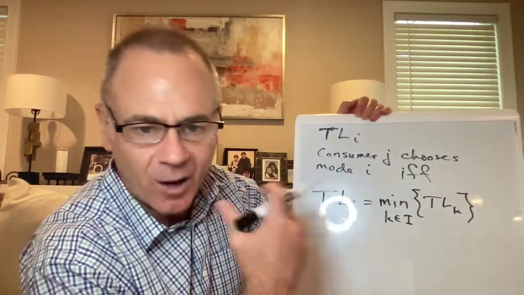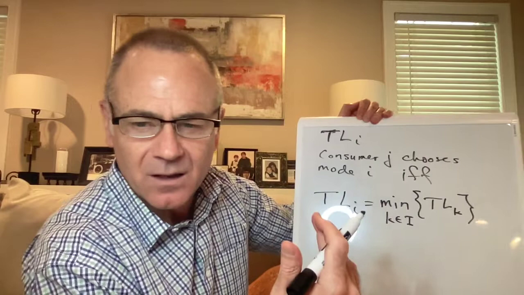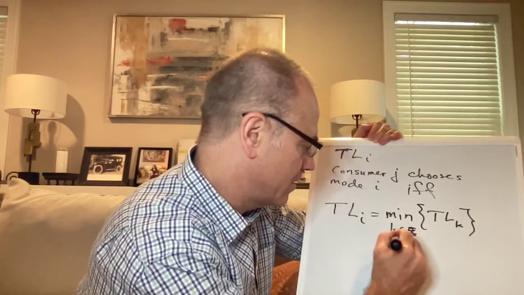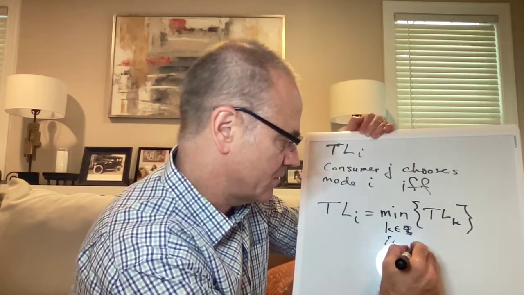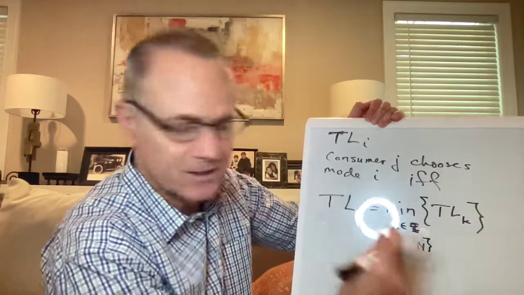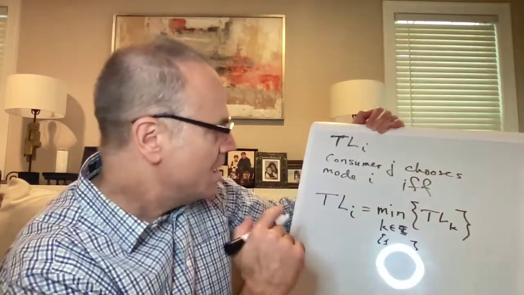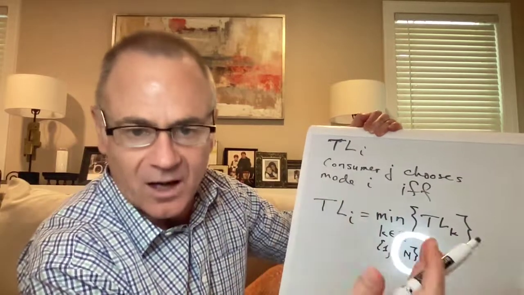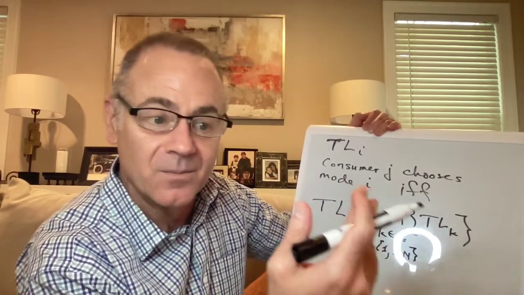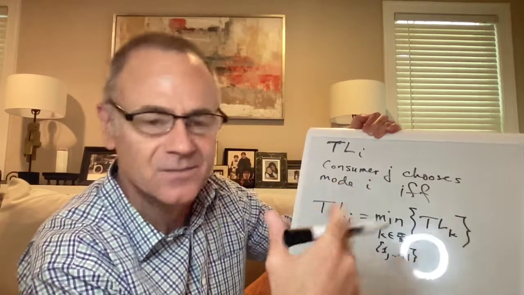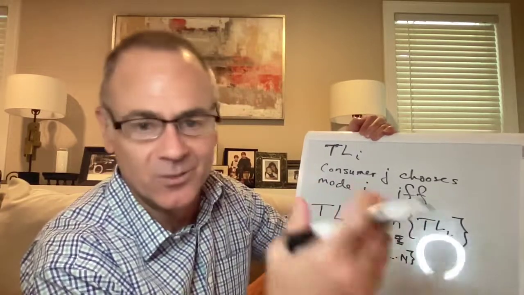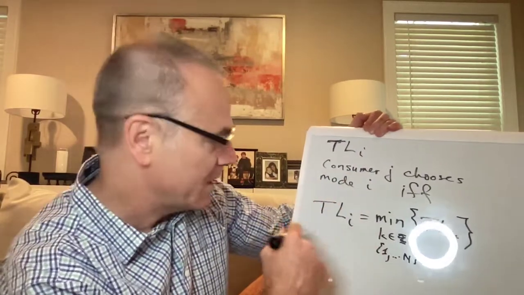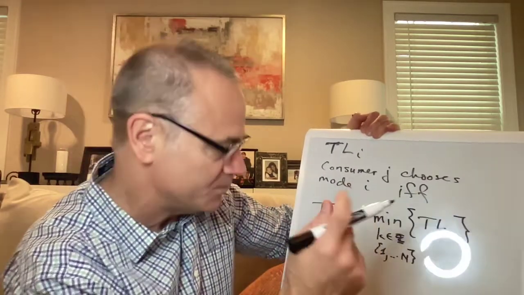K within big I. I'll call big I all the different modes of transportation. K within 1, 2, up to N, in total modes of transportation. So the key is, remember this is a loss, and so they pick the mode of transportation that has the lowest loss. Now normally we might say we put the negative of the loss and call it utility, and the consumer picks the mode with the highest utility. It's the exact same problem. Okay, TL equals that. All right, now I'm going to come back to that.